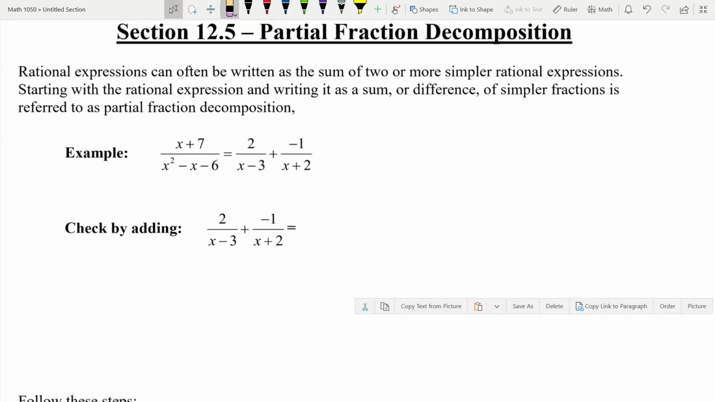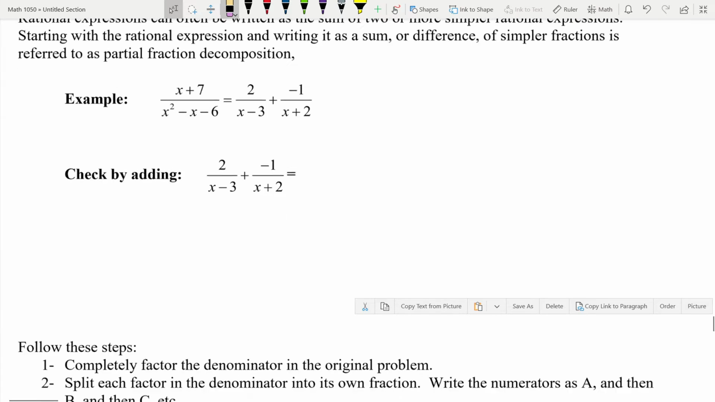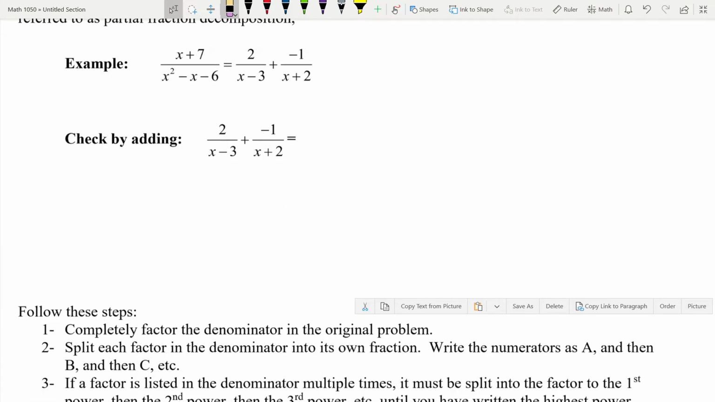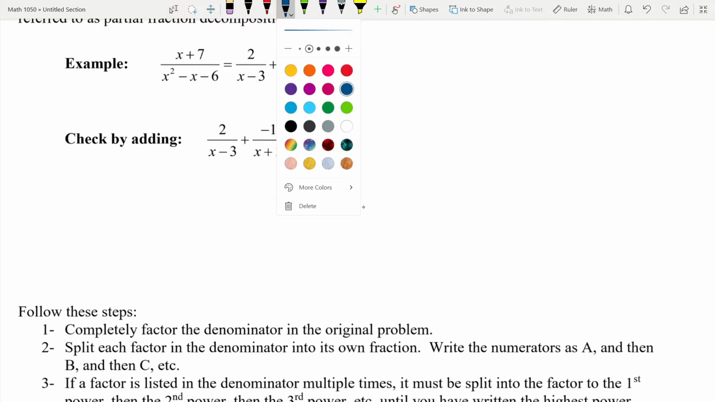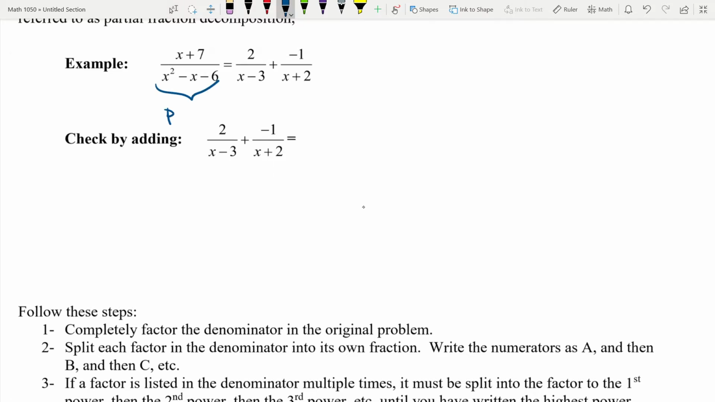Okay, partial fraction decomposition. Here's an example, okay? The left-hand side right here is the problem. That's what it's going to look like when you're given the problem, okay? The right-hand side is your answer, okay? So basically what you're doing, you guys, is you're taking a fraction like this, and you're splitting it into two fractions. So the right is the same as the left, it's just that the right has two fractions.